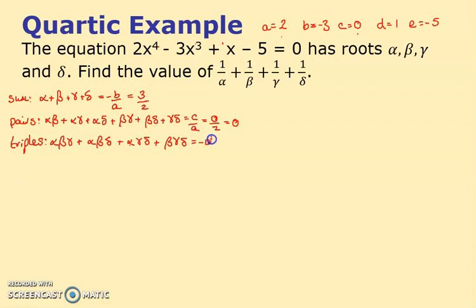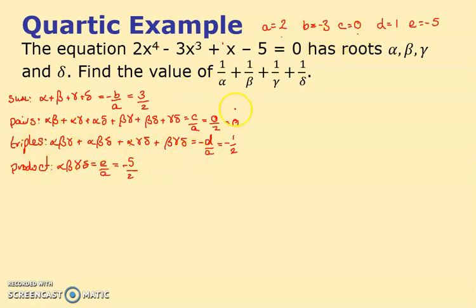What was the formula? It was minus d over a. What was minus d? So it's minus 1 over 2. And the product, remember that said alpha, beta, gamma, delta. That's a nice quick one to write. And that is e over a. What's e? That's just the minus 5 over 2. But I reckon it would have been quite easy to write that down as a triple if you've not spotted that c was equal to 0.